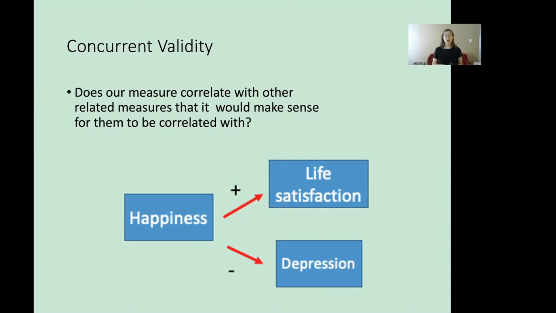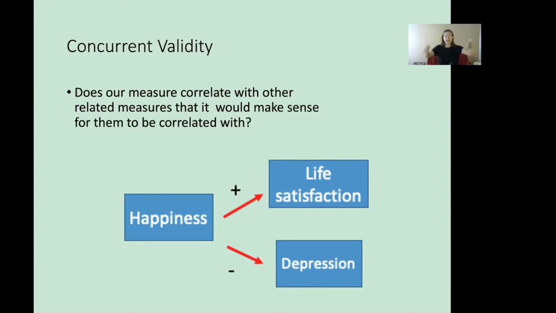We also have what's called the flip side of concurrent validity, which is called divergent validity. And that means that we would expect people who rated my happiness questionnaire really high, they're very happy according to this measure, to have low levels of depression on the depression questionnaire.